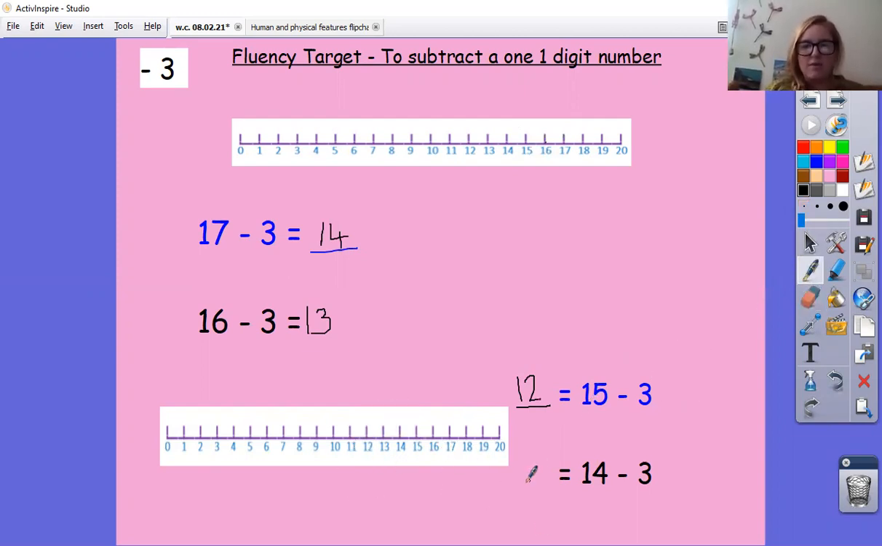Brilliant. Last one. My remaining part equals my first part subtract my other part. My first part is 14. I'm going to count back 3 spaces. 1, 2, 3. My remaining part is 11. 11 equals 14 subtract 3.